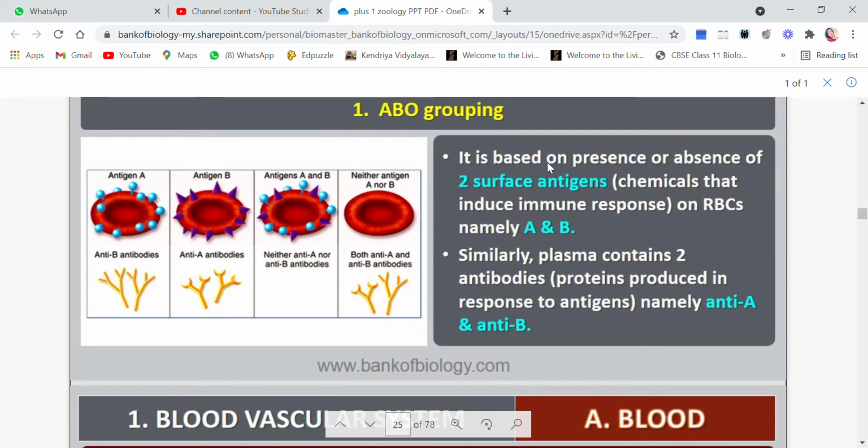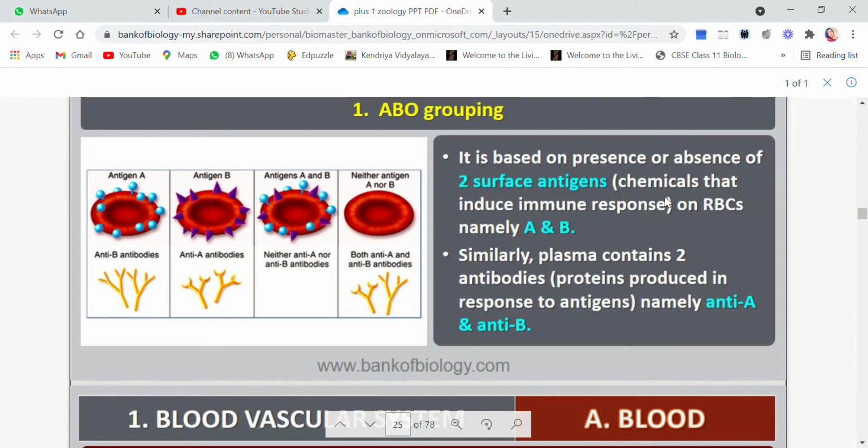Now, it is based on the presence or absence of two surface antigens. Now, children, what are antigens? Antigens are chemicals that induce immune response. So, antigens are those chemicals which will give you the immune response. All the blood groups are based on the presence or absence of two surface antigens. As you see the word surface, this means that these antigens are present on the surface of RBCs.